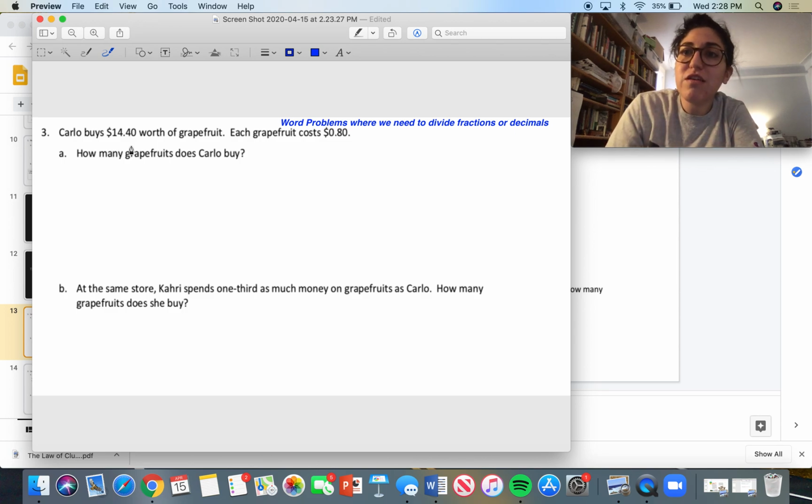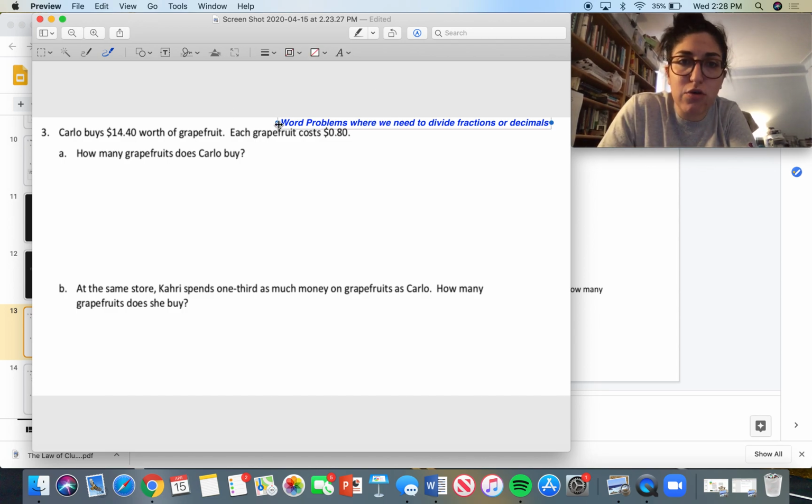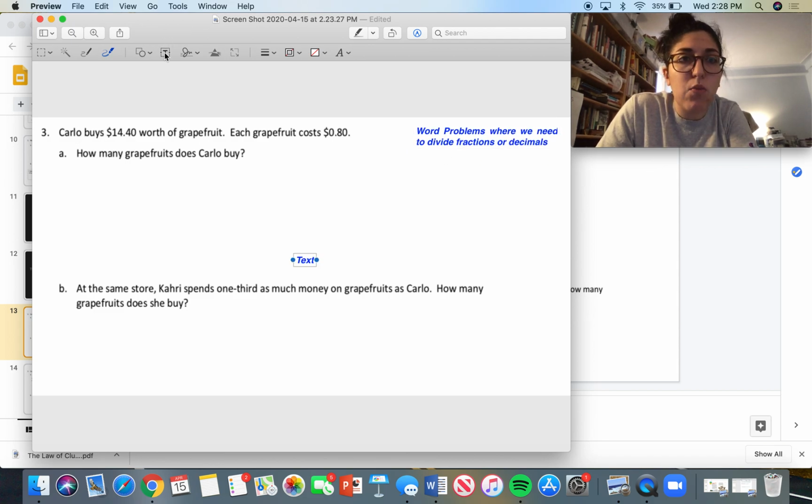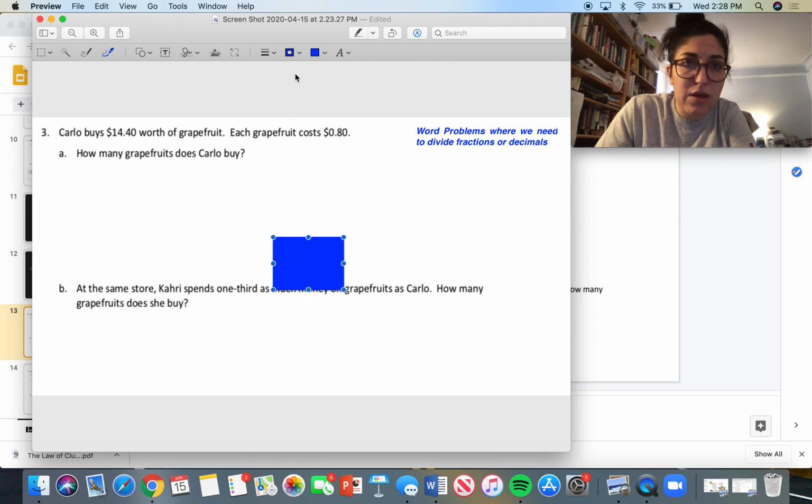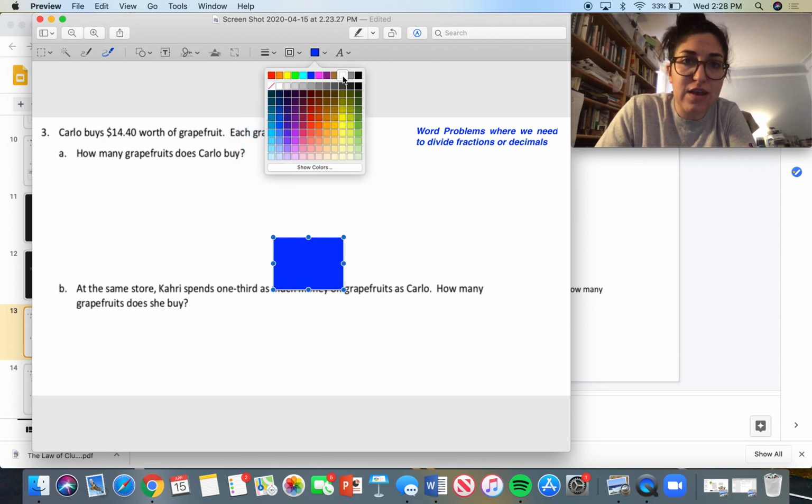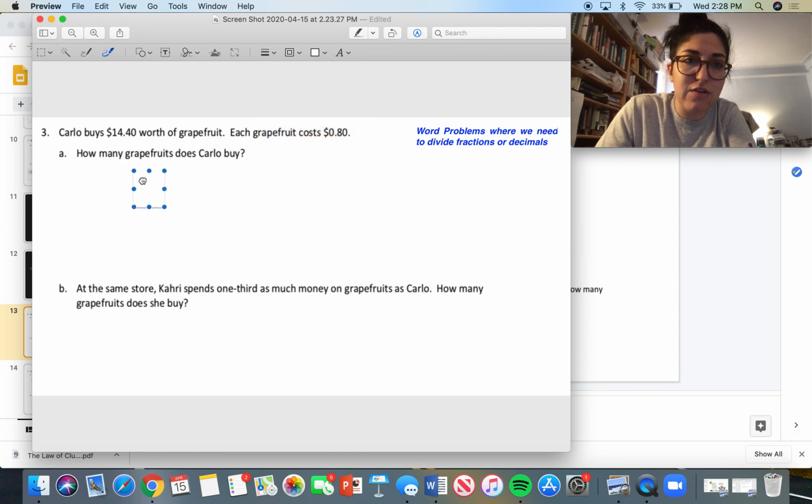And if this is confusing you, if you look at this and you already feel overwhelmed, I want you to do the following. I want you to think about this word problem as if these weren't the numbers we were using, as if we were using entirely different numbers. And I'm going to explain why in a minute.